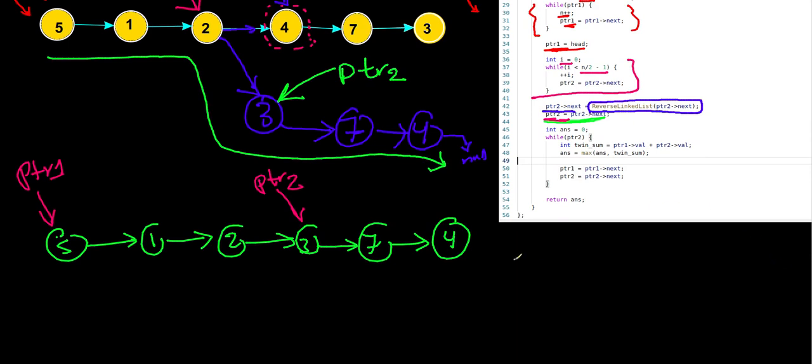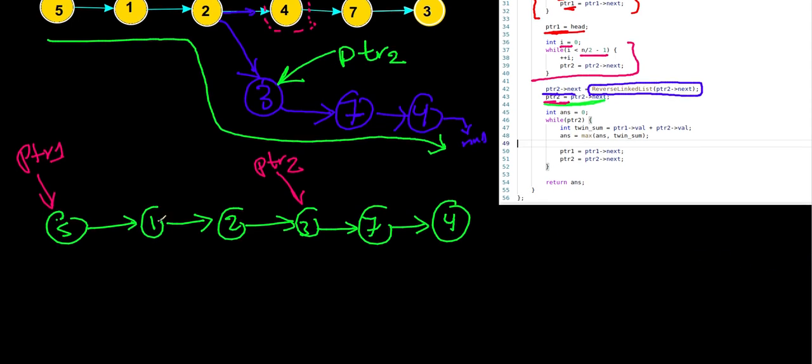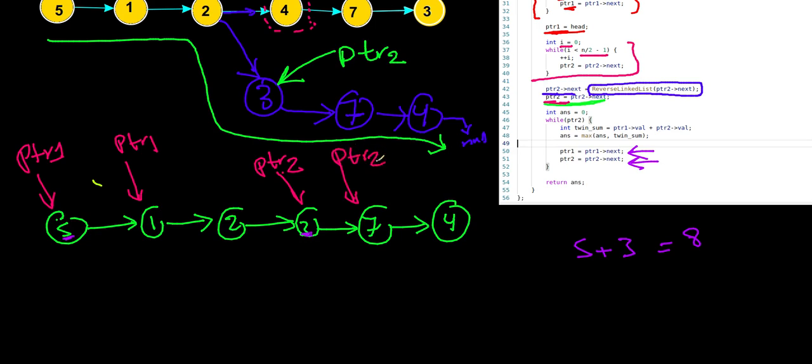Now at every iteration we calculate the sum of the twin. So pointer 1 and pointer 2 form the twin, and the sum of the values here is 5 plus 3 equals 8. And then we move the two pointers. So pointer 1 comes here, and pointer 2 comes to the next node. Now the new twin is 1 and 7. 1 plus 7 equals 8.